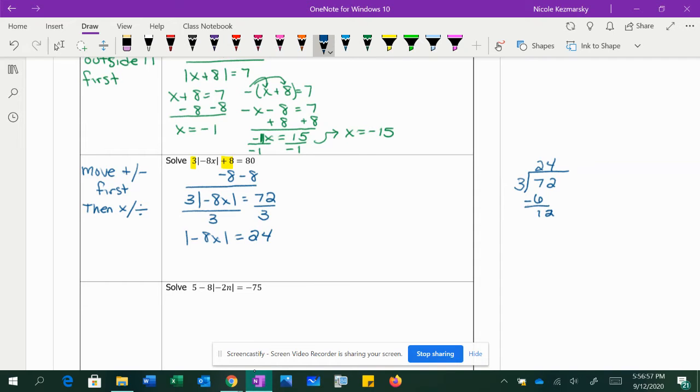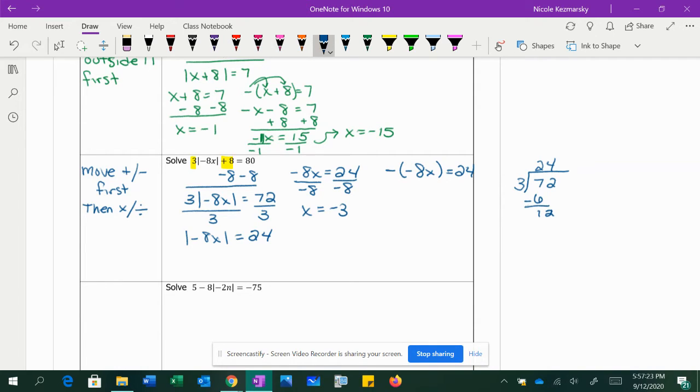Then I'm going to set up my two equations. So I'm going to say negative 8x equals 24. And I'm going to say negative 8x, don't drop a negative there, equals 24. So then I'm going to divide by a negative 8 for the equation on the left. And 24 divided by negative 8 is negative 3.